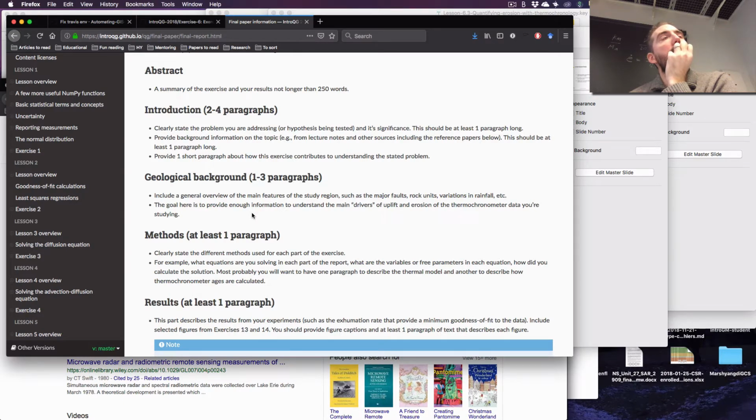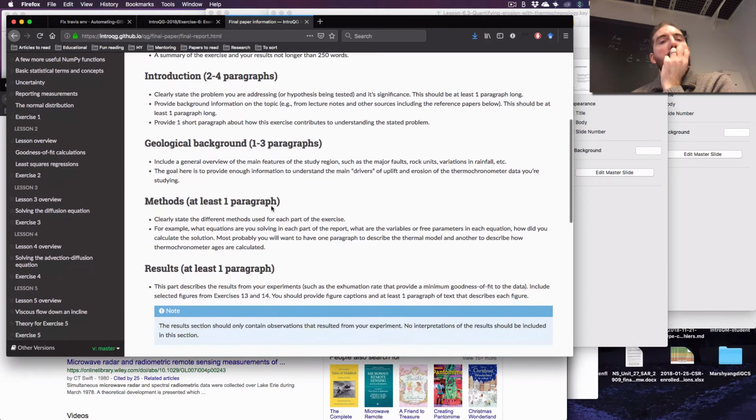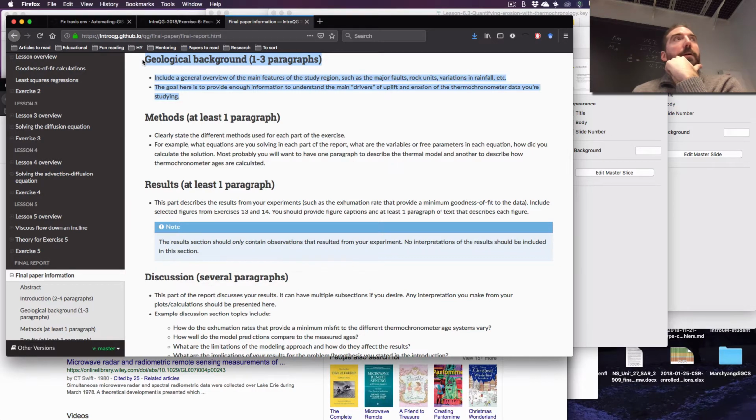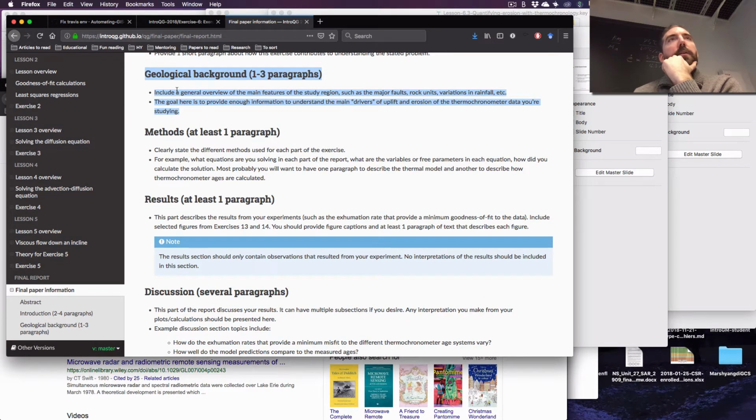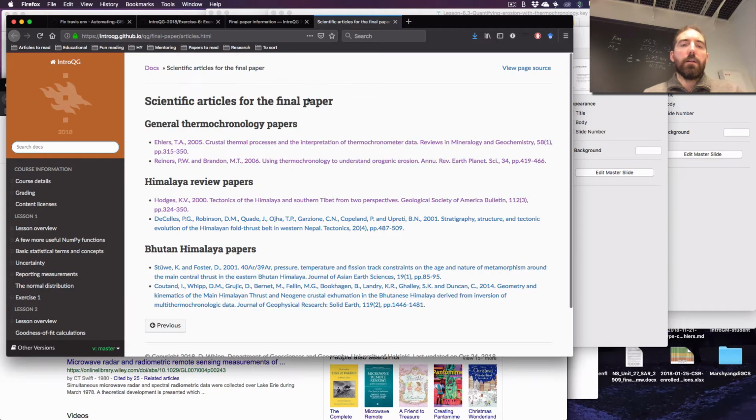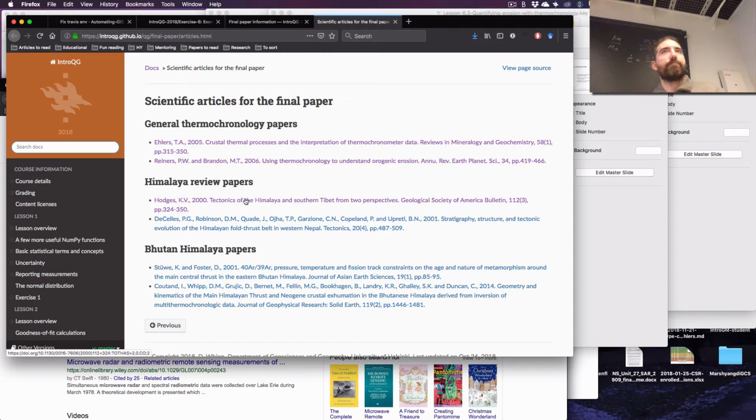About the background that is given, so it's from exercise 6 and 7 or so. This geological background, yeah, that should mainly be from the scientific articles provided for the paper. There's a couple articles in there that are reviews of the tectonic history of the Himalaya, and it should be something about which faults have been active and how the study region may have evolved in terms of tectonics and erosion.